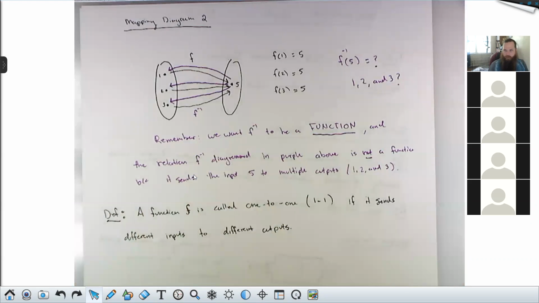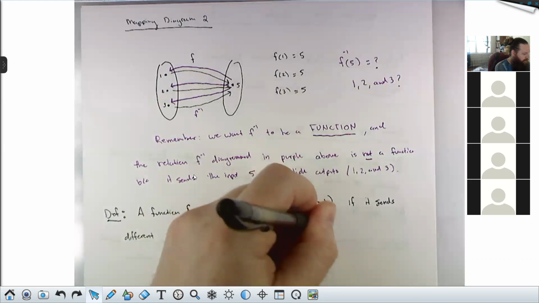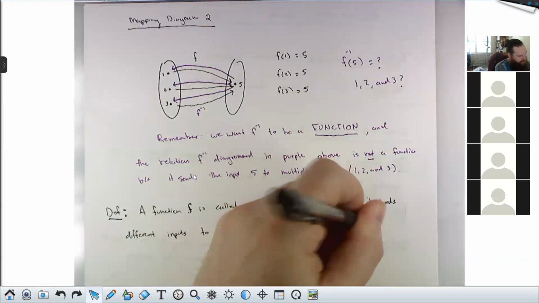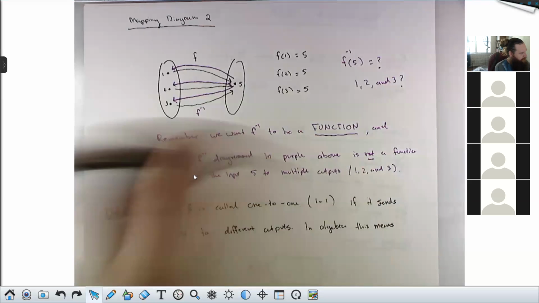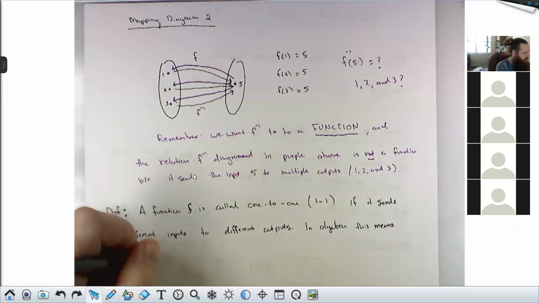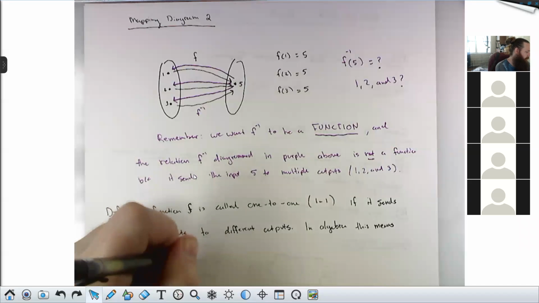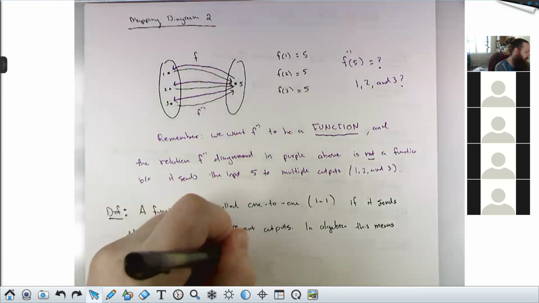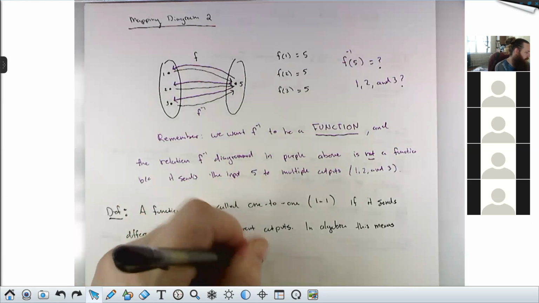That's the way your book says it. Another way to say it is every input has a unique output. Every input goes to its own output. In algebra, this means if x is different from y, then f of x will be different from f of y.